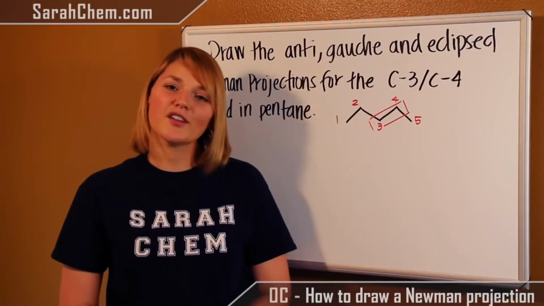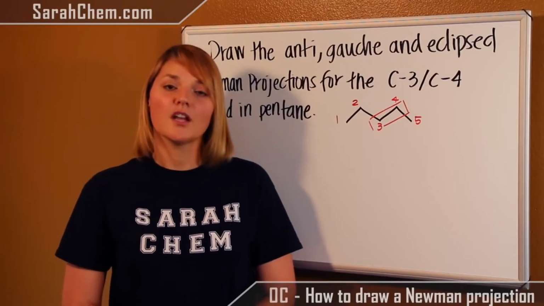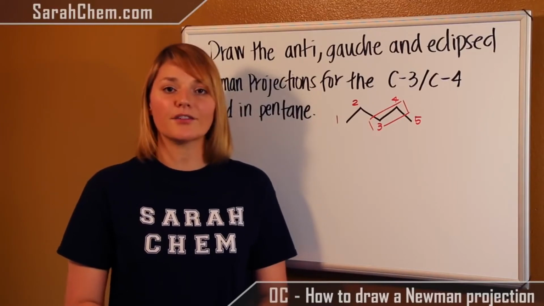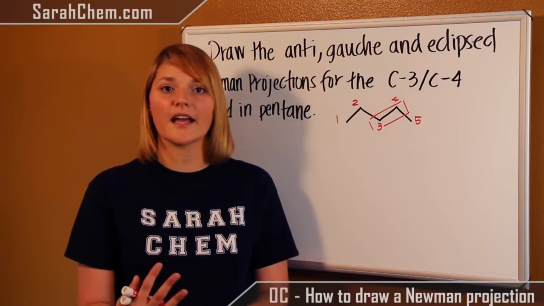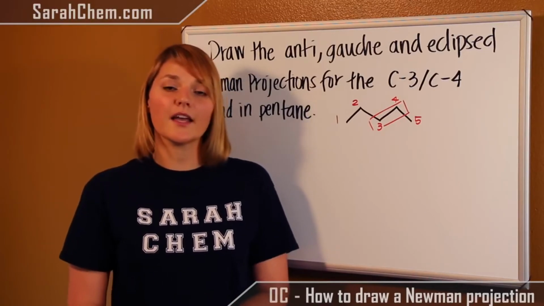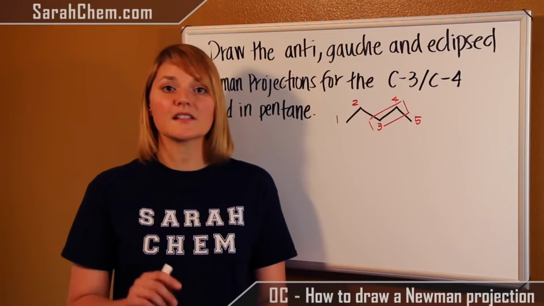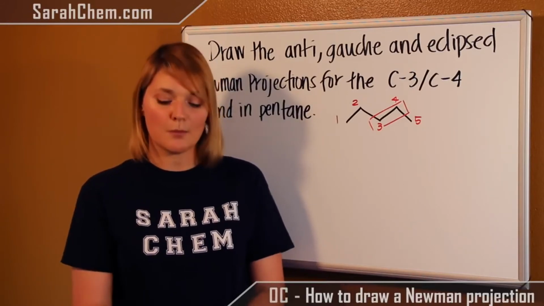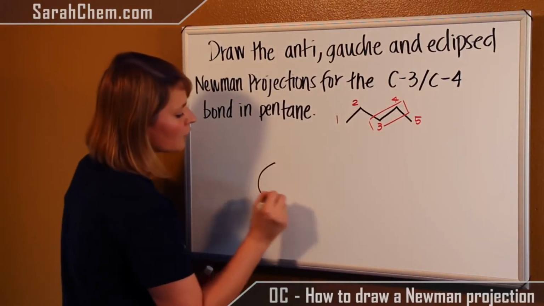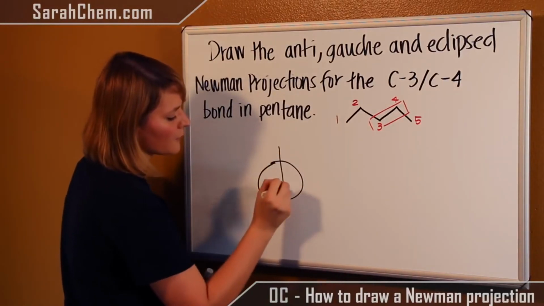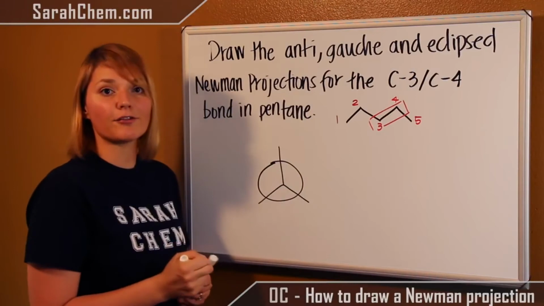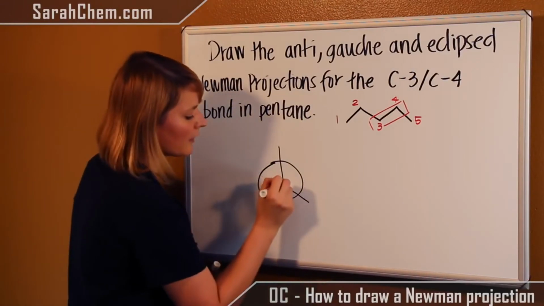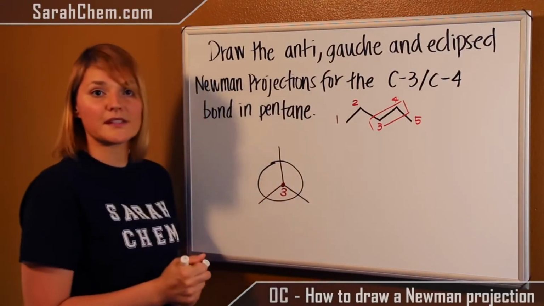Okay, so let's try and draw out the eclipsed conformer. So the eclipsed conformer is going to have a different initial presentation than the anti and gauche, and that's because anti and gauche are staggered, but eclipsed is its own distinct type of Newman projection. They do start out the same way though. So you are going to draw a circle, and then the 3 lines for the 3 substituents attached to that front carbon. This front carbon here is still going to be the C3 position.